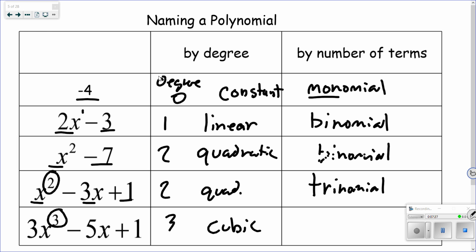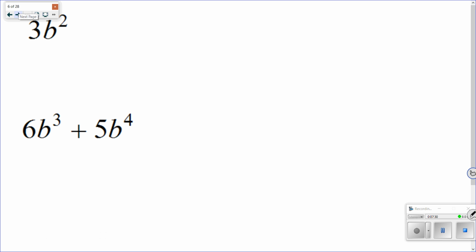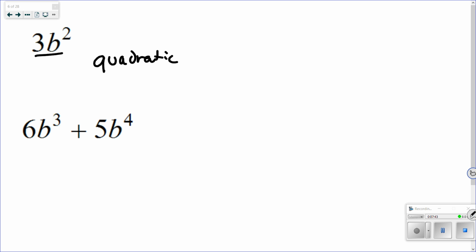What we're going to do then is just practice classifying a polynomial. So I'm going to start with that 3b squared. The way we classify is by degree first. There's only 1 term. The highest power is 2, so it's degree 2. That means it's a quadratic. And it's got 1 term, so we say it's a quadratic monomial. Monomial because it has 1 term.